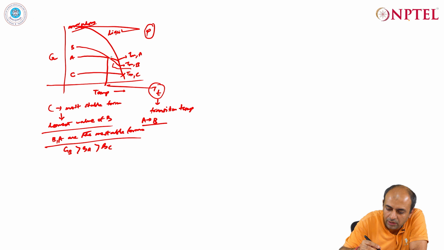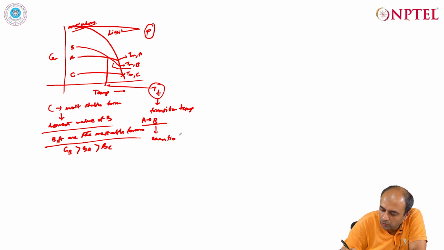The phase A converts into B, after which you see that there is a drop in the value of G. So, this is at the transition temperature. This happens before the melting. So, these two polymorphs A and B are enantiotropes.